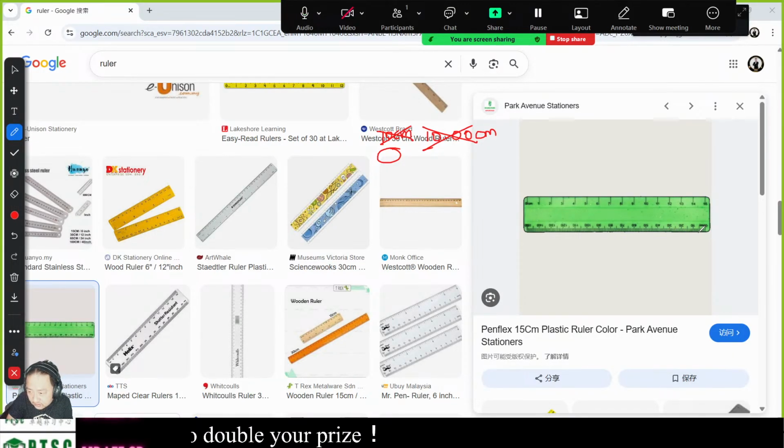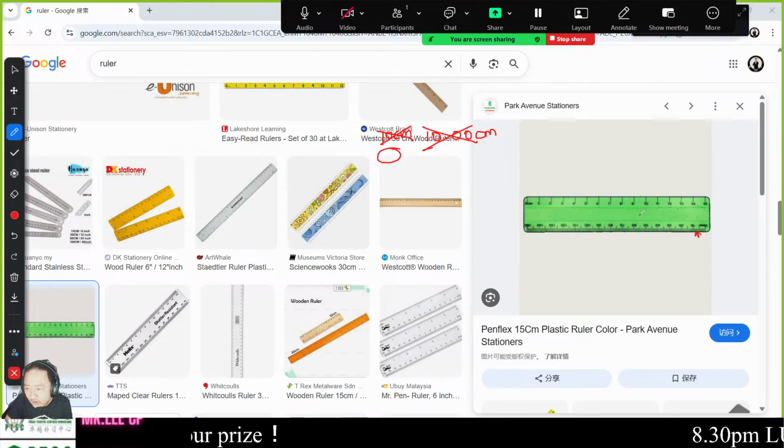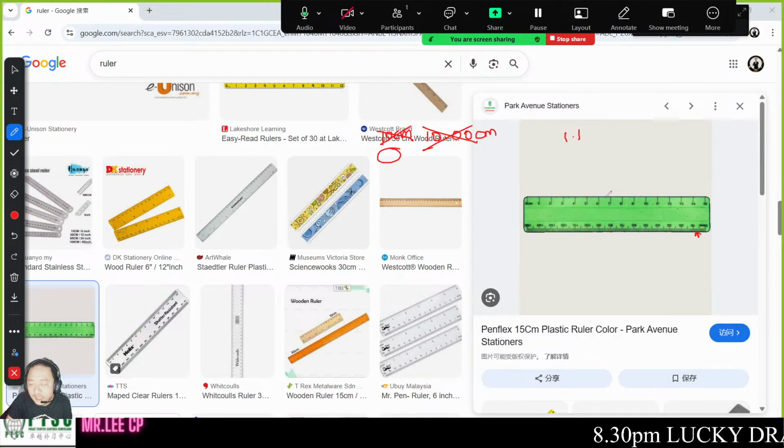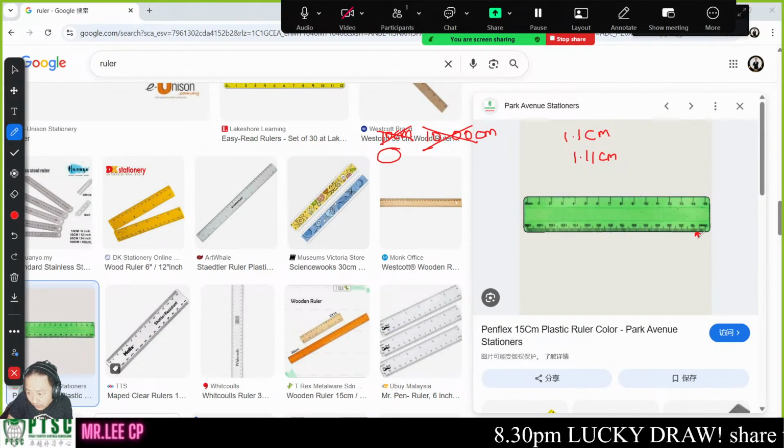1.1 is here. Right? Very hard to see, very small. Alright, so can you read 1.1 cm? Yes. Right, can you read 1.11 cm or not? Tell me. 1 cm is here.